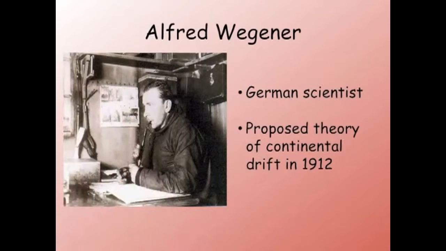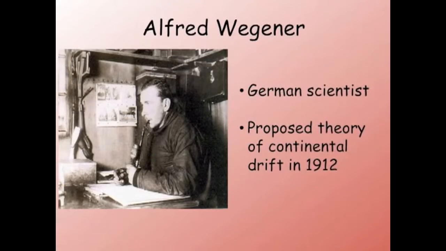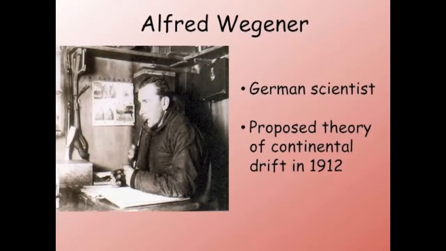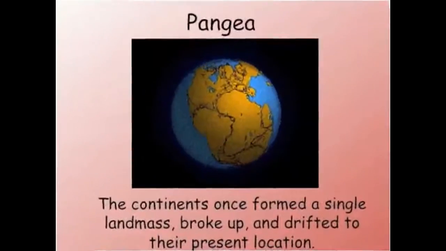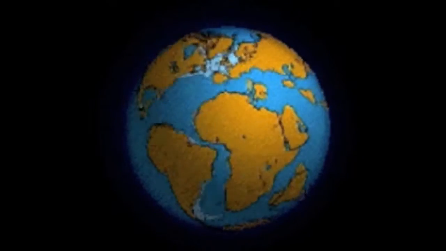Today we'll be learning about continental drift and plate tectonics. First, we must learn about the man who came up with the theory of continental drift, Alfred Wegener. He was a German scientist and proposed the theory in 1912. He proposed that all continents formed a single landmass, Pangaea, which broke up and drifted to the present location.